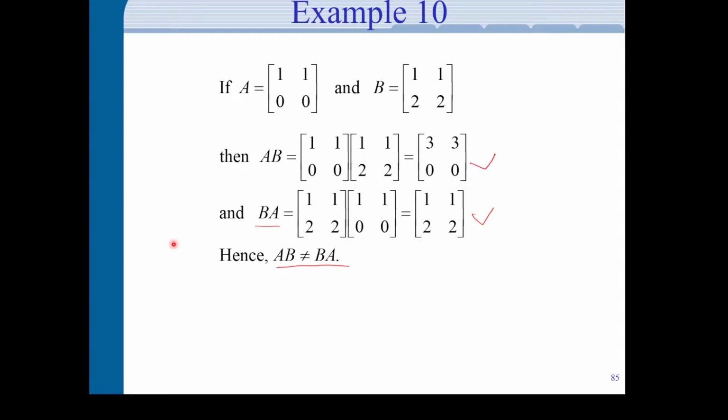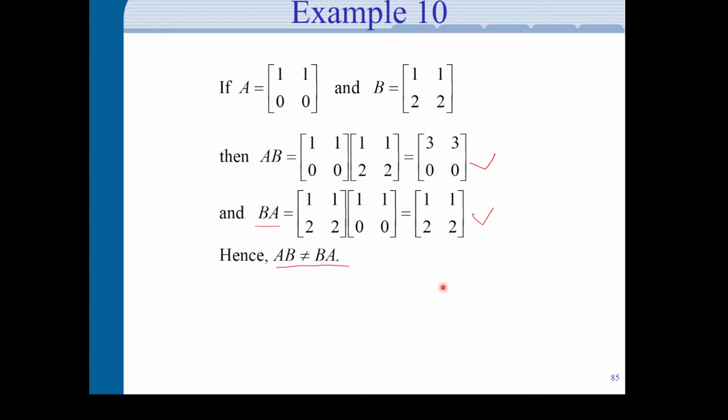And here is an example of square matrices that do not commute. You have A and B, and AB equals this 3, 3, 1, 0, 0, and BA equals 1, 1, 2, 2. And so you see that AB doesn't equal BA.